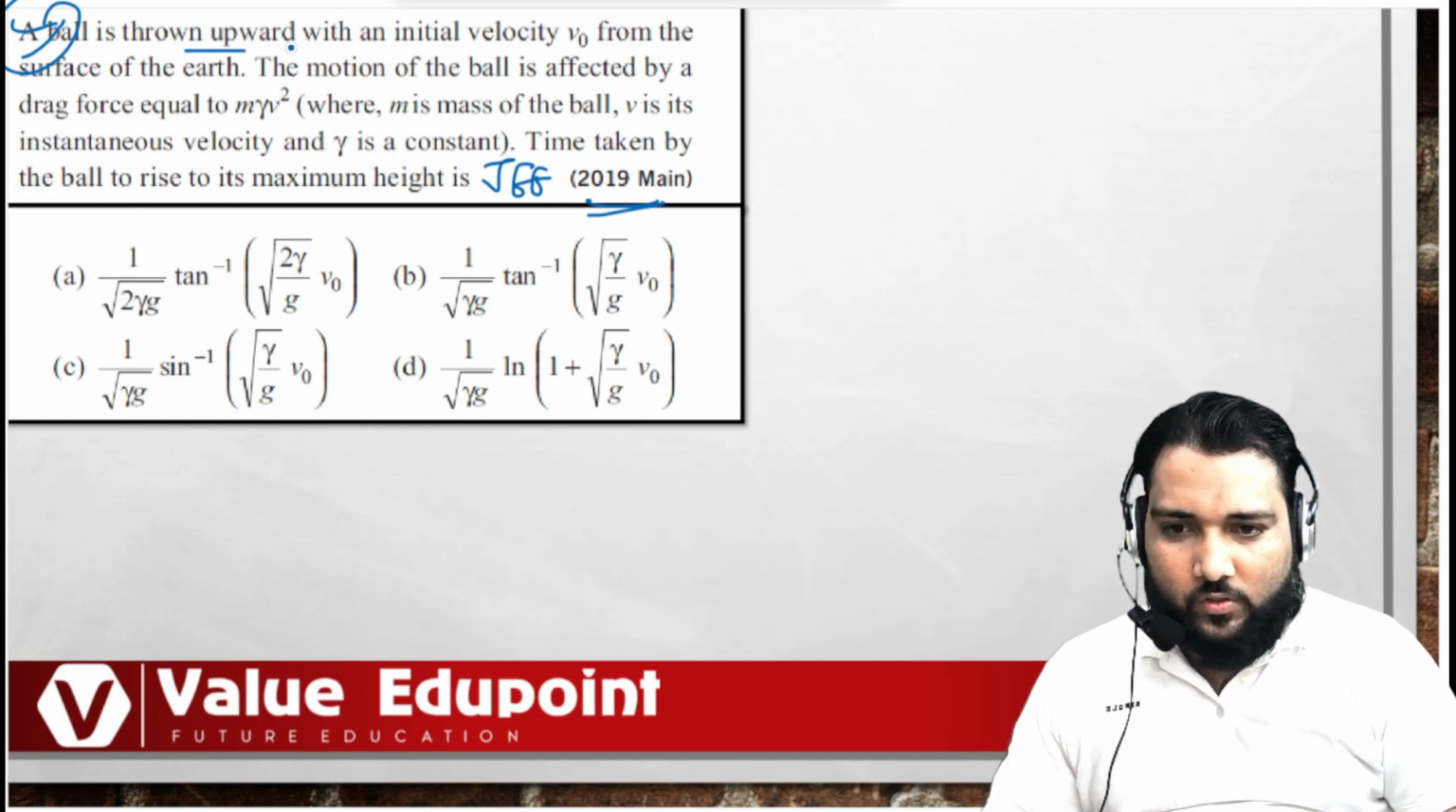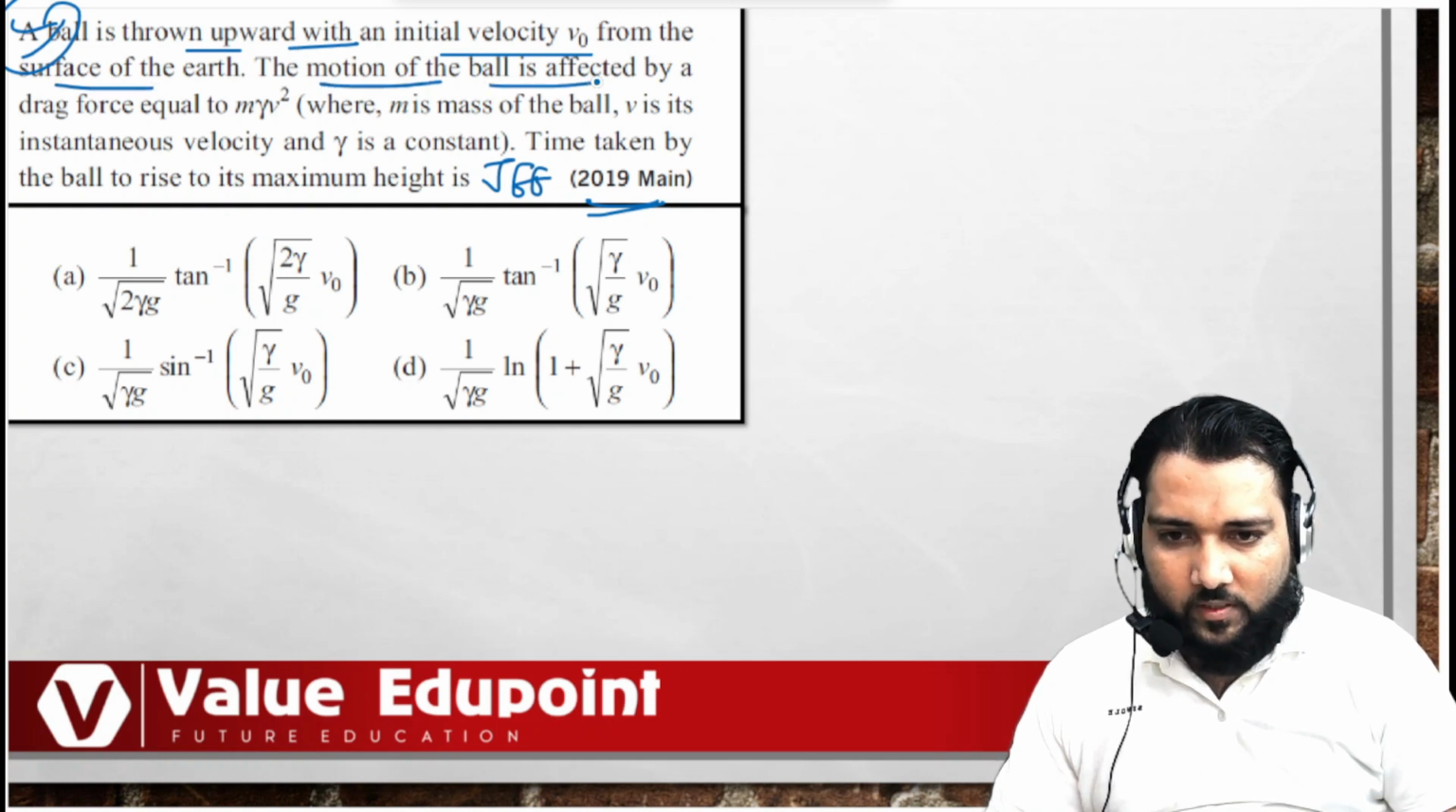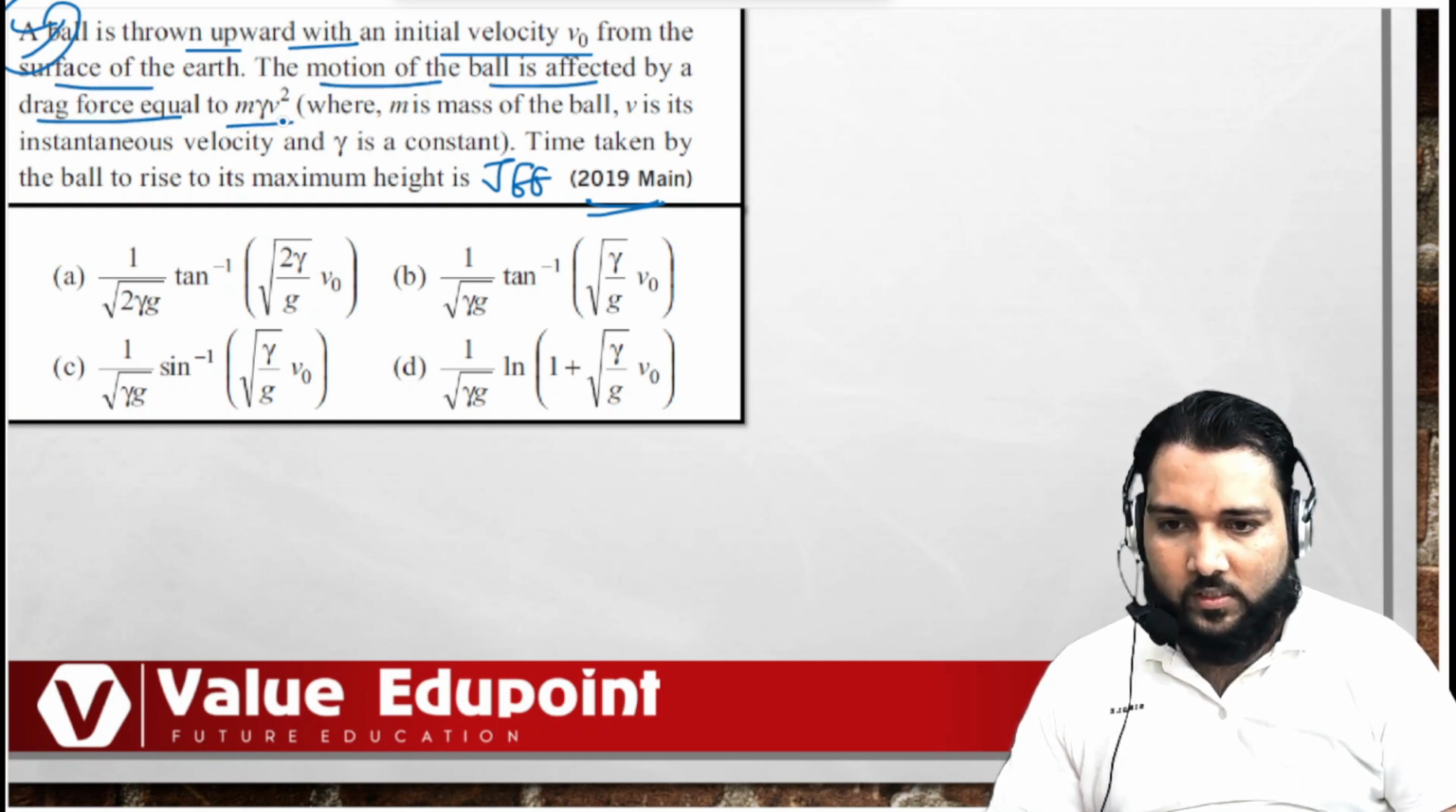So a ball is thrown upward with an initial velocity v naught from the surface of the earth. The motion of the ball is affected by a drag force that is equal to m gamma v square, where m is the mass of the ball and v is its instantaneous velocity and gamma is a constant. Okay, so v is the instantaneous velocity, that is variable, guys. Okay, up to the top point the velocity will be 0.